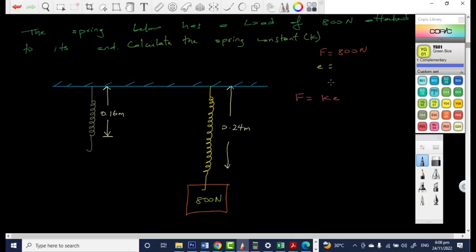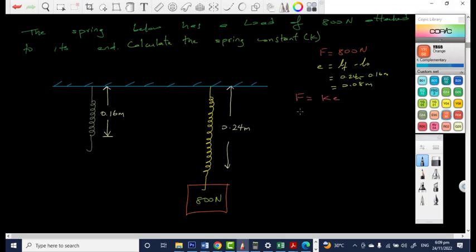0.08. I subtracted the original length from the final length, and I got 0.08. Okay, so the extension again is the final length minus the original length, which is 0.24 meters minus 0.16 meters, and this works out to 0.08 meters. So that's the extension, and we're trying to find k.